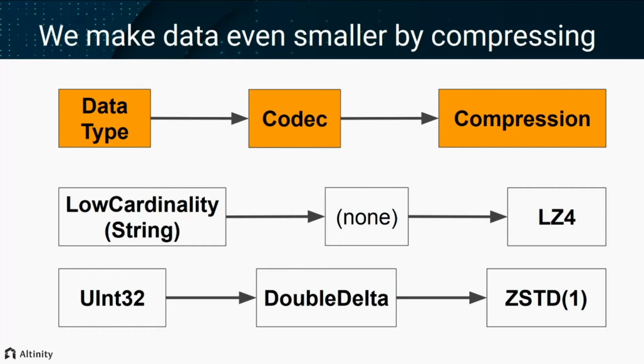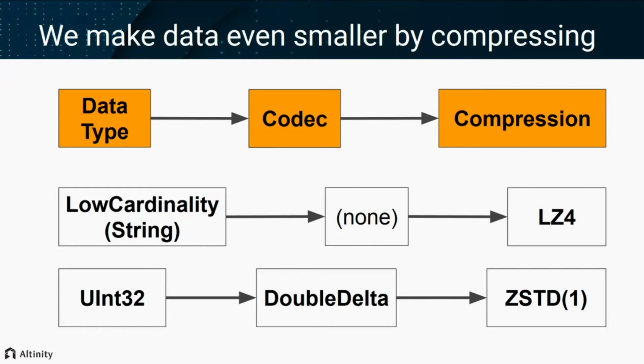And ClickHouse supports LZ4 and ZSTD compression. LZ4 is the out-of-the-box compression. It's pretty quick. It doesn't quite compress as much as ZSTD, which has differing levels, higher CPU costs, but much better compression in some cases. So here's an example of choosing a data type.